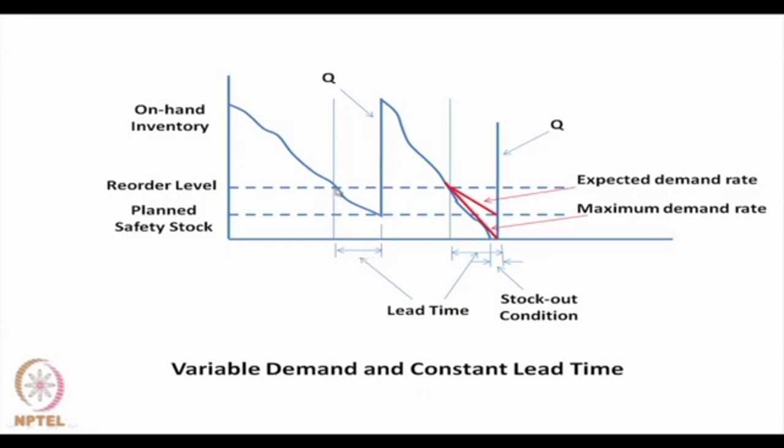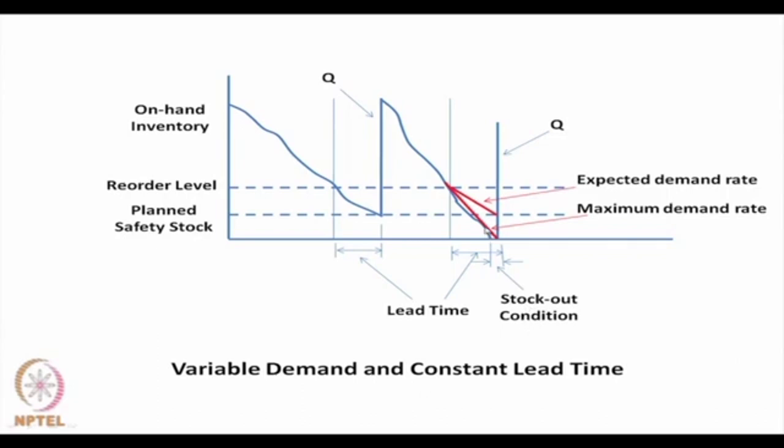Now, here is a situation that it is not zero, but in the second cycle, you will see that when we get the replenishment and then once again it falls, it is possible that before the next replenishment takes place, which occurs after the same lead time, the inventory has come down to zero, and this small time length is the period for which we have a stock out condition.